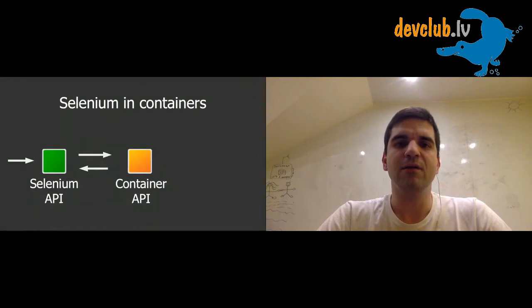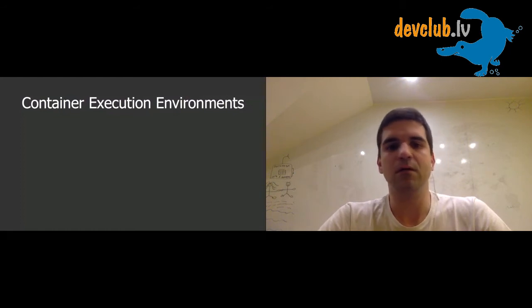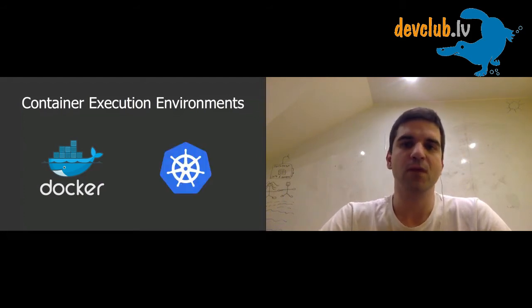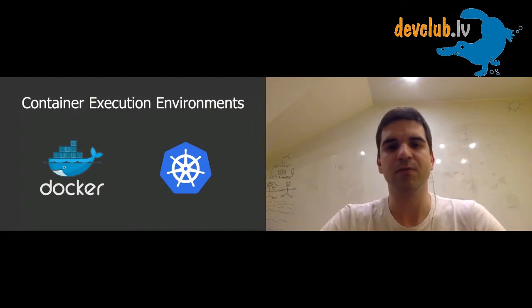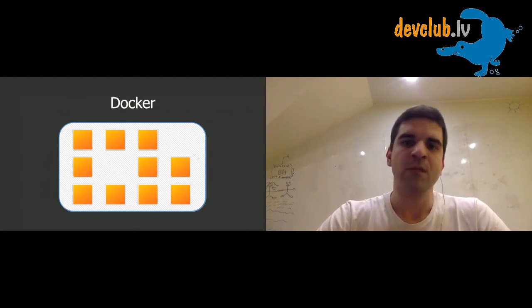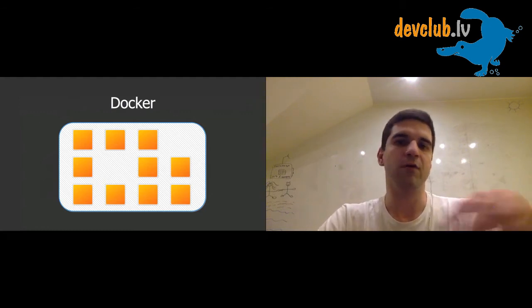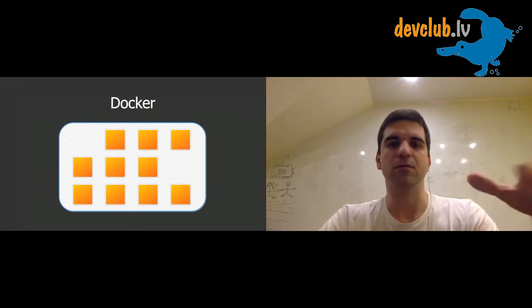Currently, there are 2 popular container execution environments in the world. The first one is called Docker. I think most of you should be aware of this solution. The second one is called Kubernetes. We will now compare these solutions and their efficiency. First of all, Docker. Docker allows you to start and stop containers on one machine, on one hardware server or one virtual machine. So you can start containers and stop running containers.